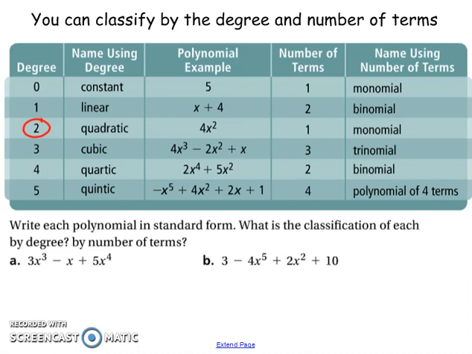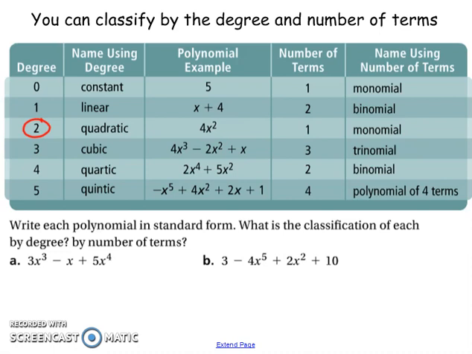So again, if the degree is between 0 and 5, you're going to use the words here: constant, linear, quadratic, cubic, quartic, quintic. But anything higher than 5, we just say 6th degree, 7th degree, 8th degree, whatever it is. For the number of terms, we only talk about 1, 2, and 3. So 1 is a monomial, 2 terms is a binomial, right? 2 is bi. 3 is trinomial, because 3 is tri. Anything higher than 3, we just say it's a polynomial of that many terms.